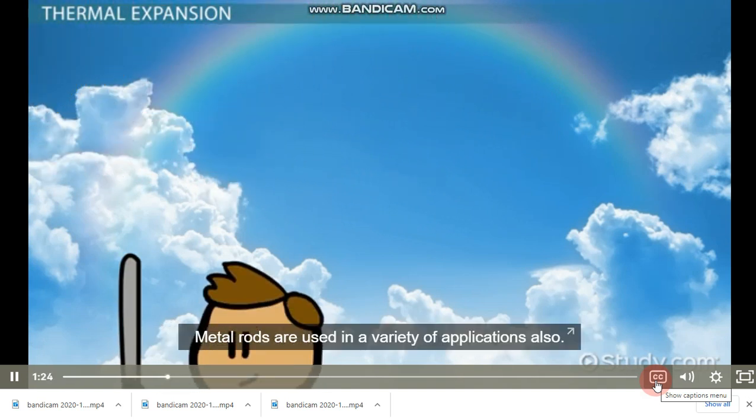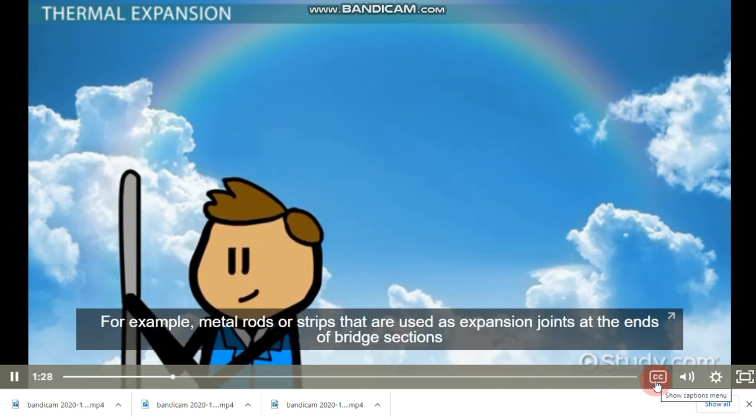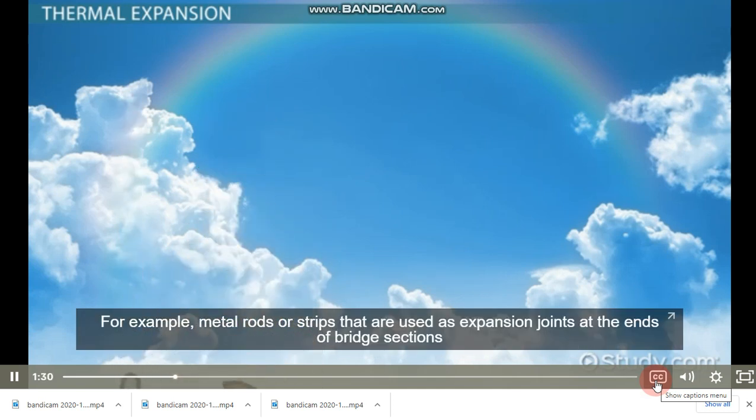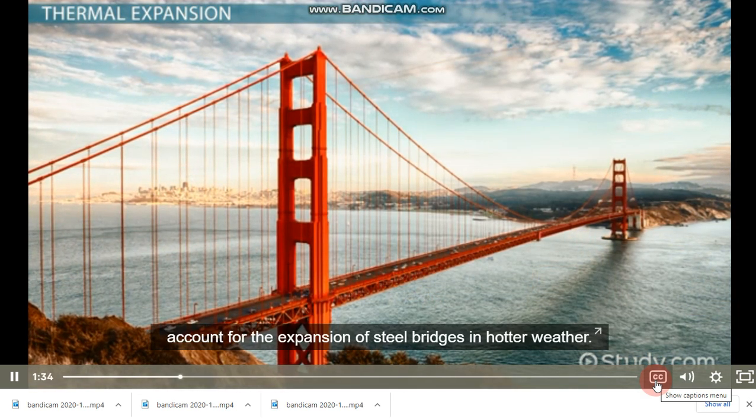Metal rods are used in a variety of applications also. For example, metal rods or strips that are used as expansion joints at the ends of bridge sections account for the expansion of steel bridges in hotter weather.